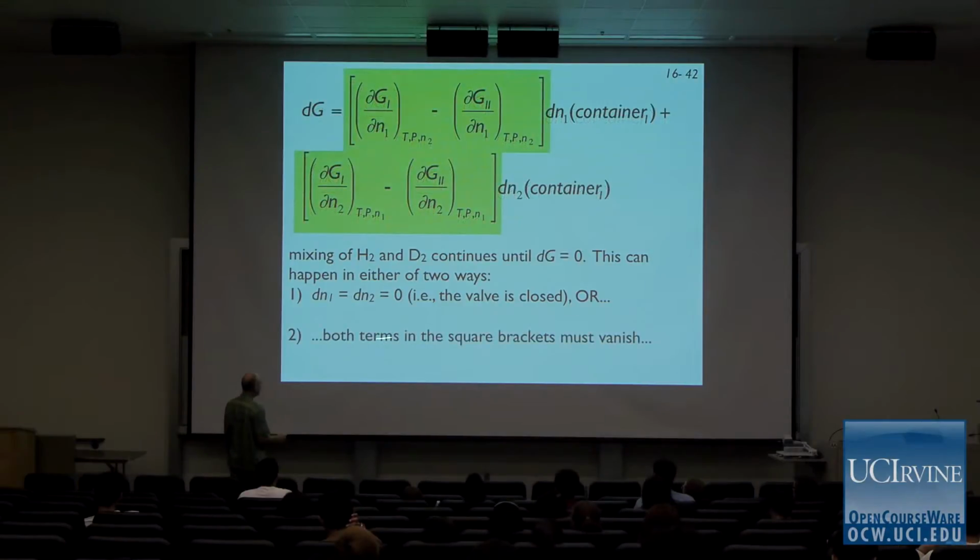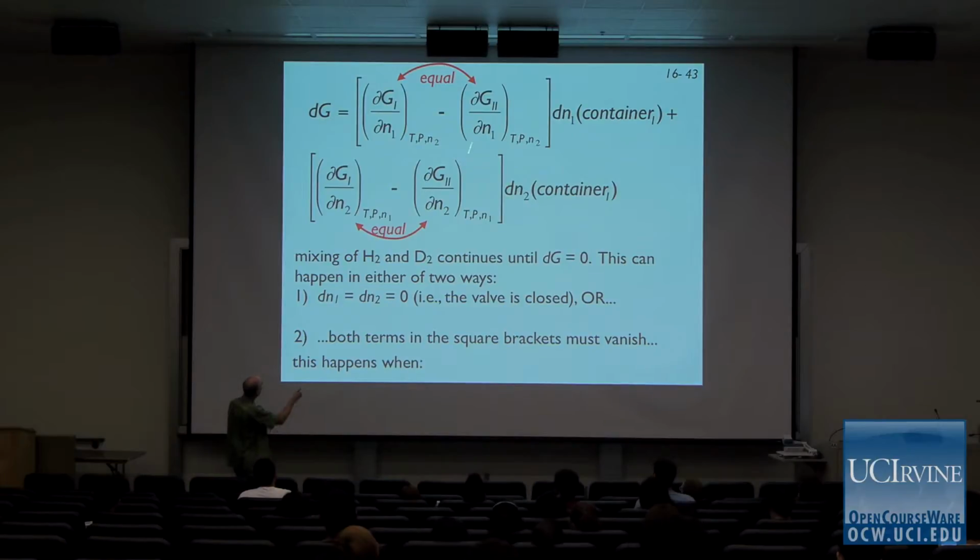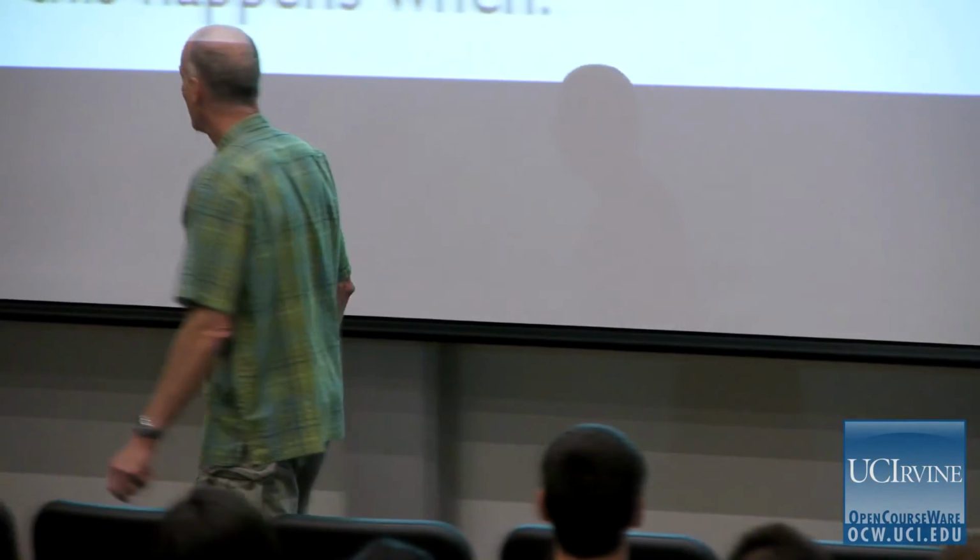We want to open the valve. The other possibility is that this difference and this difference are both 0. If that's 0 and that's 0, I think you'll agree that dG will equal 0. So that has to equal that, and that has to equal that. Now, that's profound, although it's not obvious that it would be.